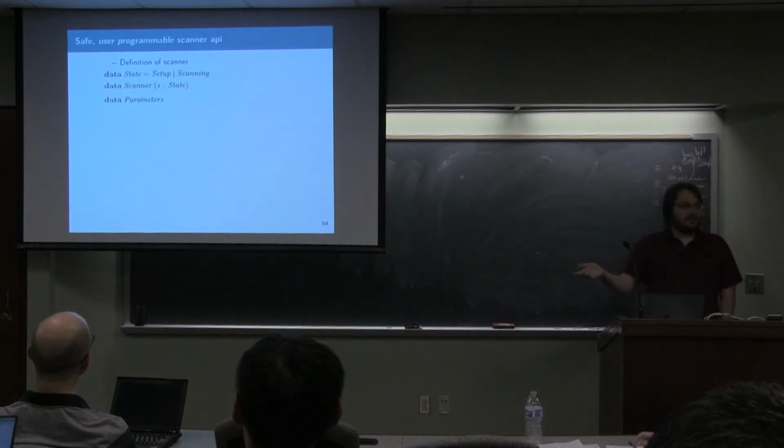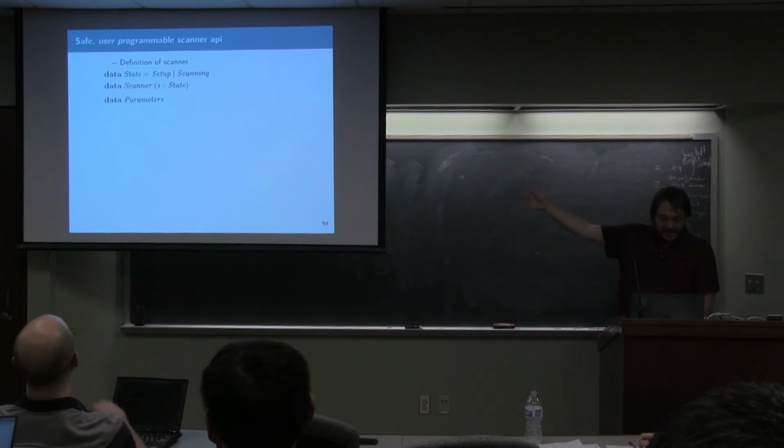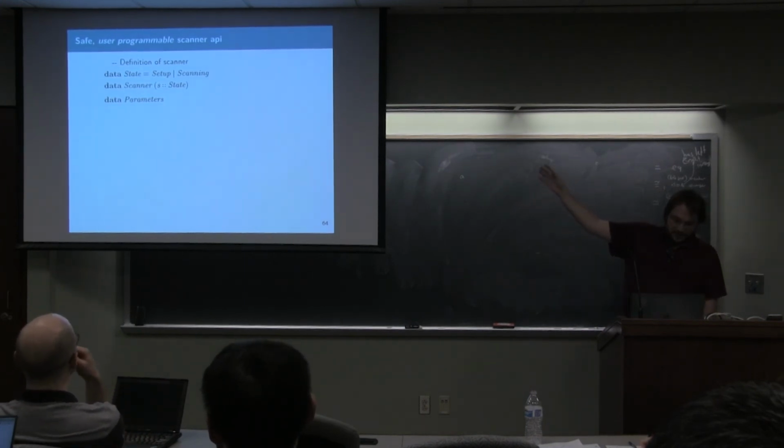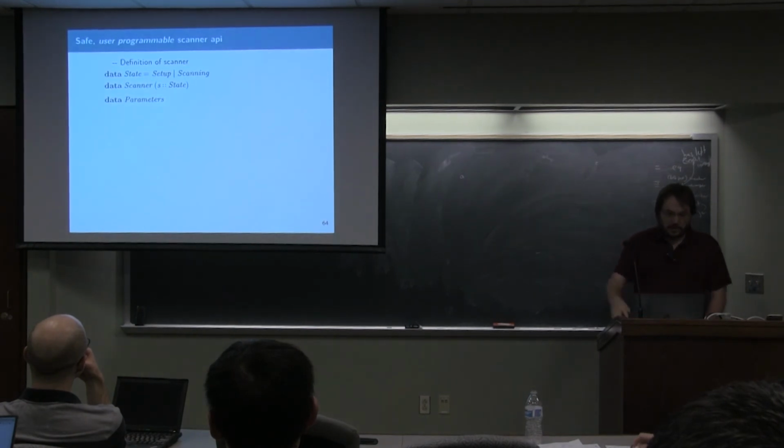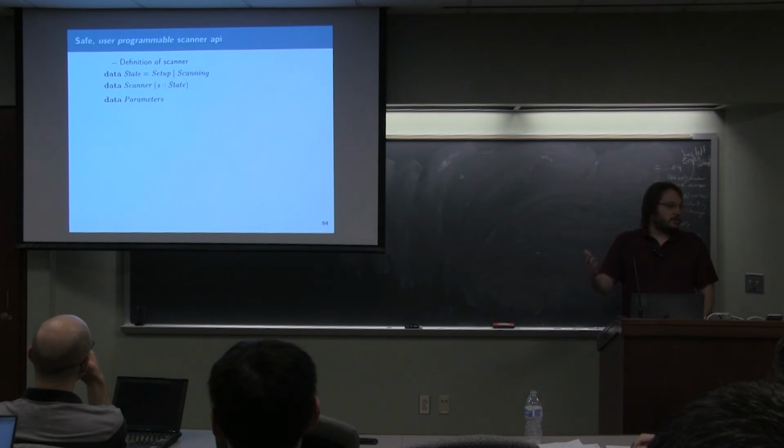So we'll define another API as we had done before. We'll have a scanner with some state, and the state is currently either setup or scanning. So this uses the data kinds extension. And we have a list of parameters we can send to the scanner. This is voltages, current waveforms, you name it, FPGA commands, whatever.